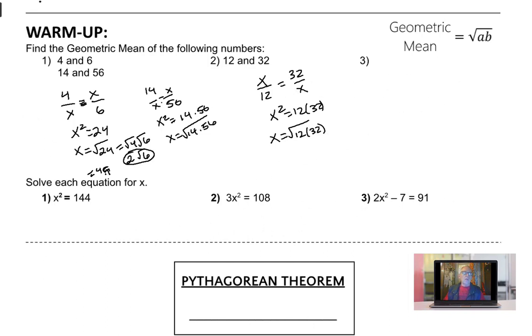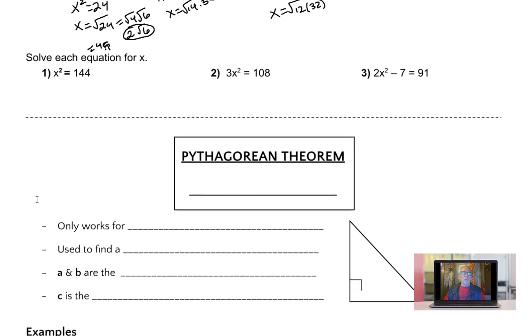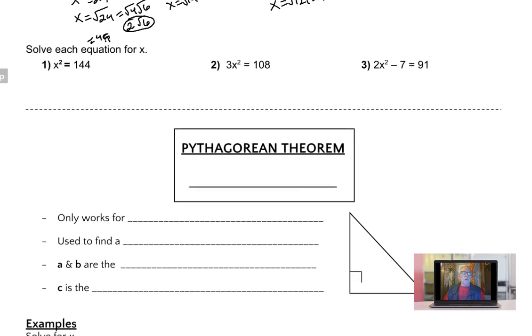Let's look at these next ones. Solve each equation for x. So we want to take the square root of both sides. So the square root of x squared and the square root of 144. Square root of x squared is x. The square root of 144 is 12.